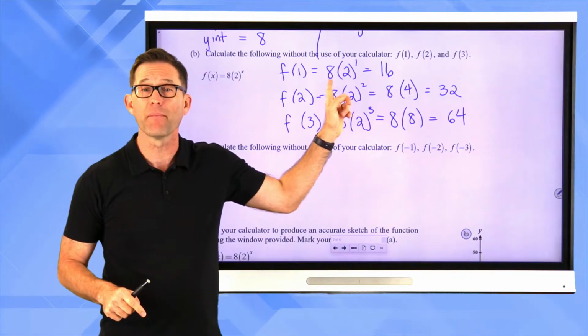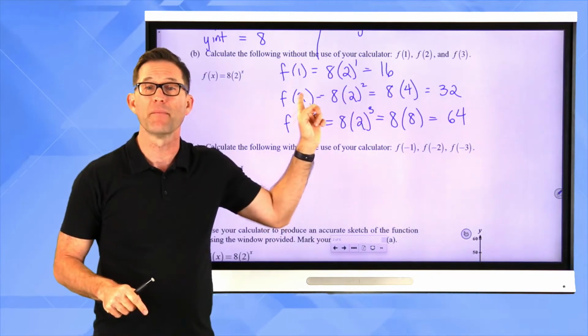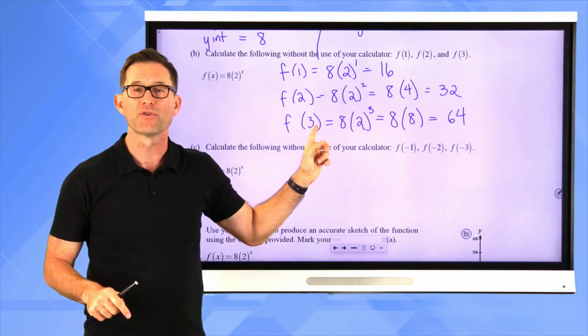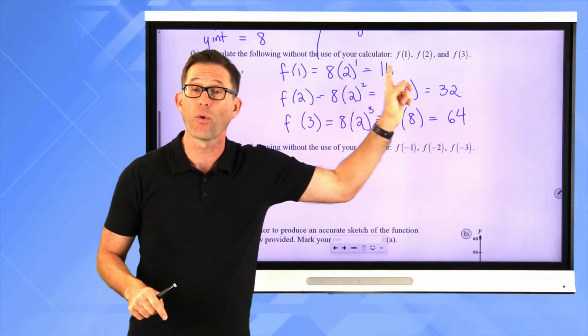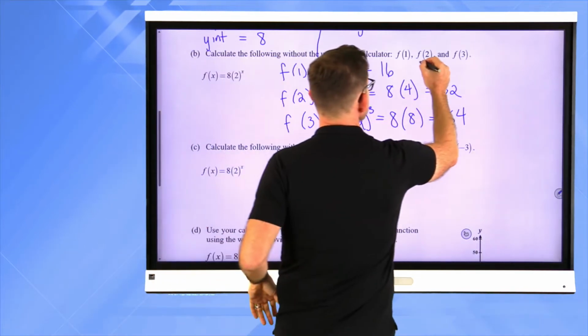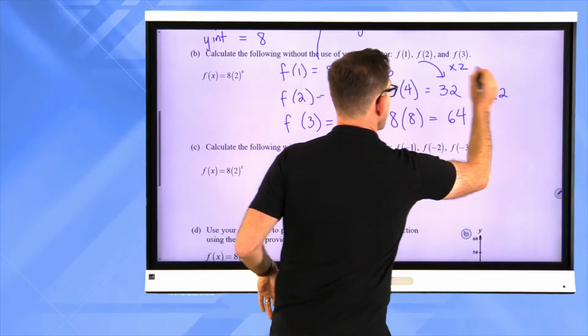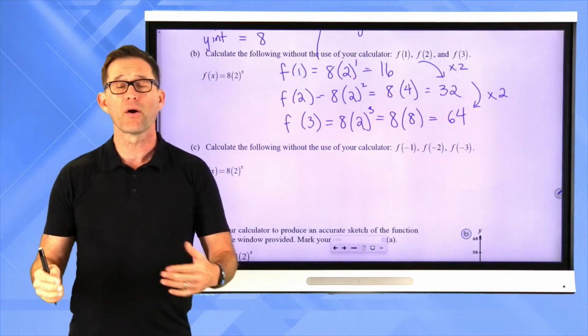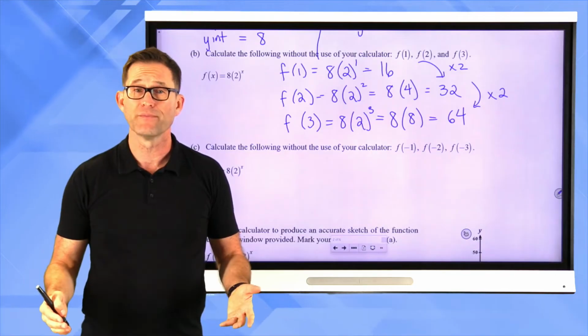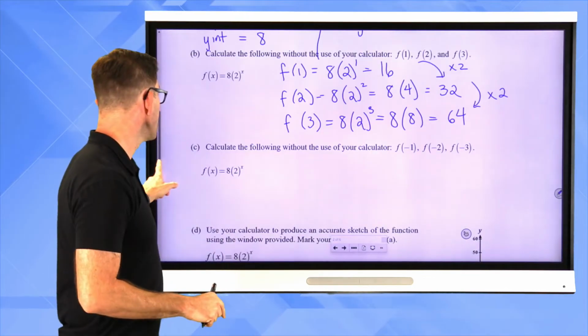I take 8, multiply it by 2 once, I have 16. Multiply it by 2 twice, 32. Multiply by 2 3 times, 64. And of course, what's happening in each of these cases is we just keep multiplying by 2 to make our output larger. Now let's deal with some negative inputs.